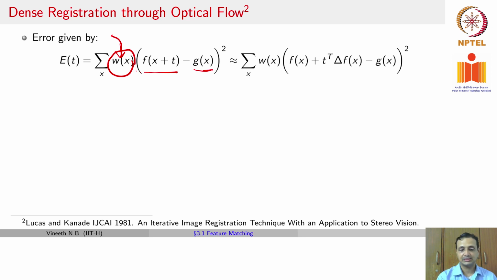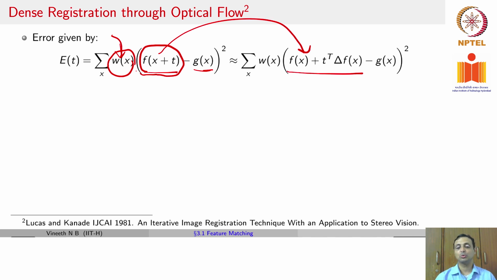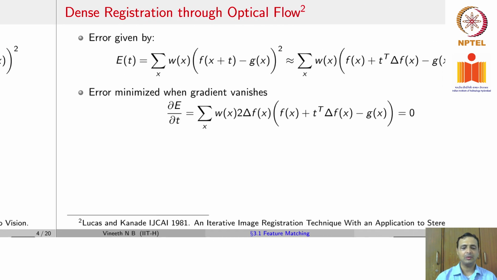Now this first term here, using a first order Taylor series expansion, can be written as f(x) plus t transpose delta f(x). The remaining terms are the same across these two equations. The first term is simply expanded as a first order Taylor series expansion, and you get the right hand side of this equation. Where do we go from here?